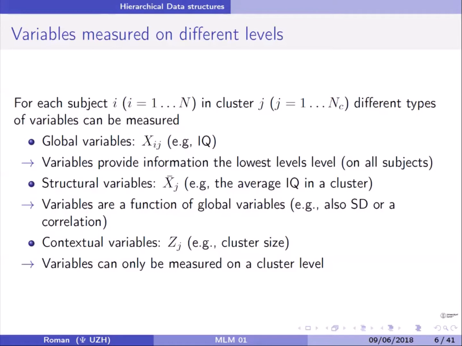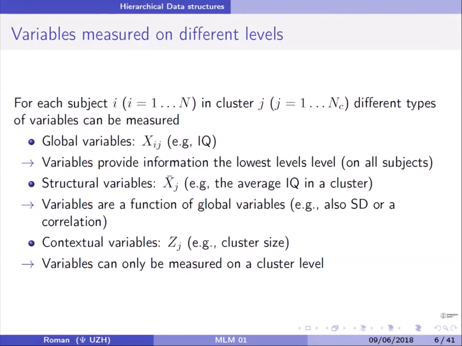We can also have structural variables. Notice here that the subscript is just a j. So in a structural variable, this will provide information about the global level variance, right? So this could be standard deviations or correlations about the individual participants at the cluster level. The average IQ of the cluster, for example. This can be included as well. Then we have contextual variables. These will also be common.